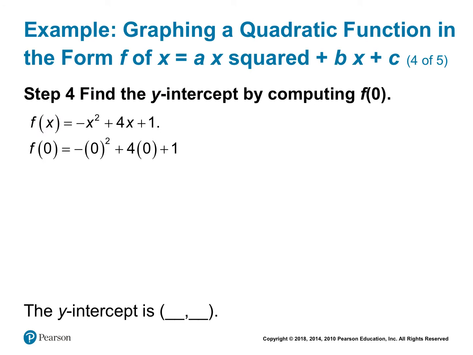Step 4, find the y-intercept by solving f of 0. So replace the x's with zeros. So I'd have -0 squared, which is just 0, plus 4 times 0 is 0, plus 1. So it just equals 1. So my y-intercept is 0 on the x-axis, 1 on the y-axis.